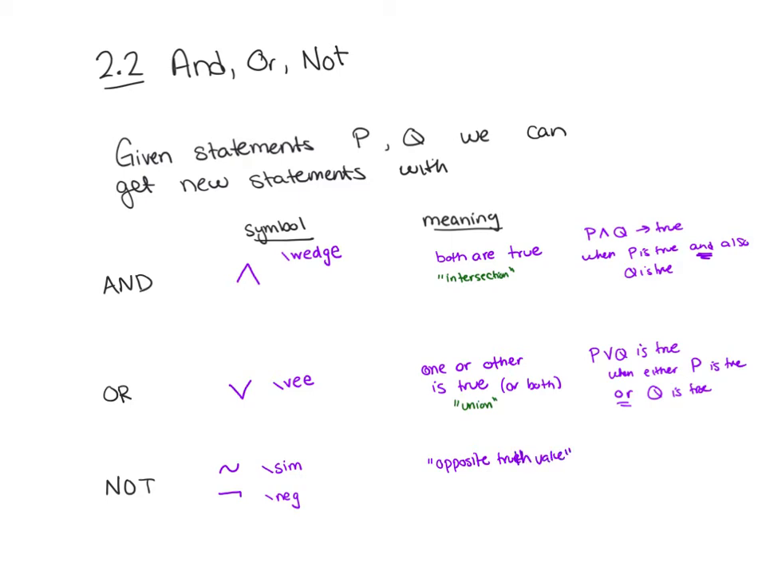So if I negate something that's true, then it's false. And if I negate something that's false, then it's true. So not P is true when P is false, and vice versa, not P is false when P is true. So it's just going to negate that truth value.